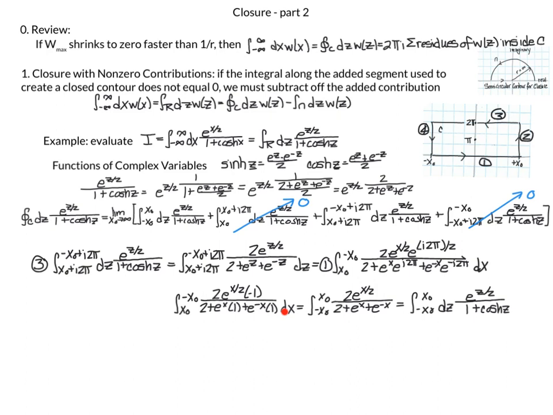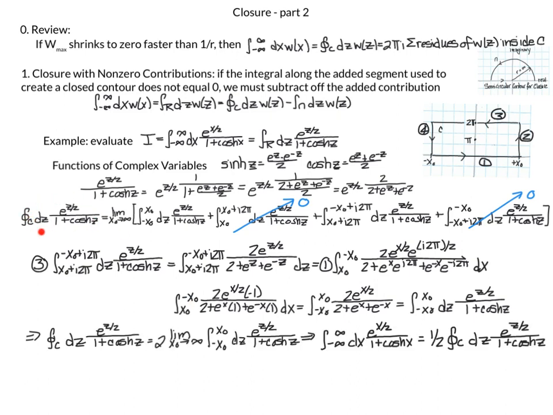So that's where these ones come in, which simplifies to 2 e to the x over 2, divided by 2 plus e to the x plus e to the minus x. Converting back to the cosh formula, we have this exact expression. So now we have e to the z over 2 divided by 1 plus cosh z.